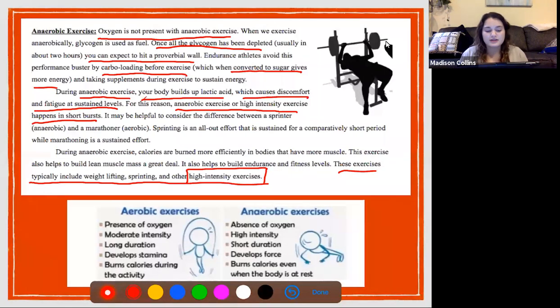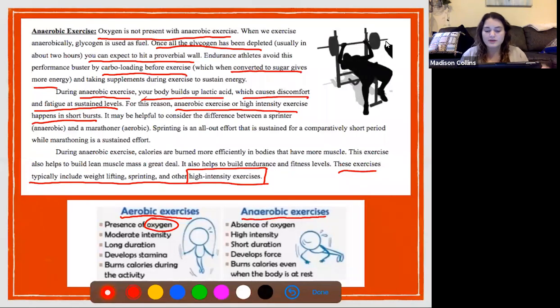Okay. But let's go over those differences one more time. So I've got a chart on your paper outlining the difference between aerobic and anaerobic exercise. So again, aerobic means with air, which means it's in the presence of oxygen. Because of that, it's a pretty moderate intensity workout. You can handle it for a long period of time. This develops stamina and it burns calories during the activity.